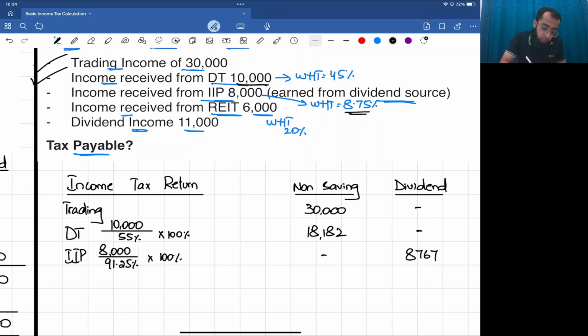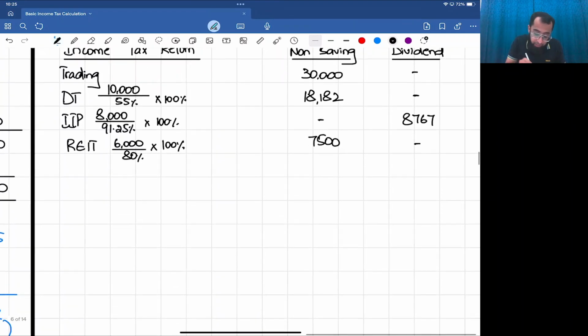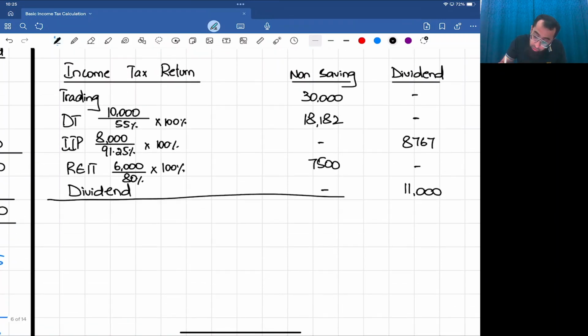If it's dividend source for the trust, the beneficiary will also put it in the dividend. So trading income, discretionary trust, IIP. Then comes the real estate investment trust. It's 6,000 divided by 80% multiplied by 100%. So that gives you 7,500 real estate investment trust. And then the last one is the dividend income, a normal dividend, 11,000. So if you look at it again, it's very important that you remember the withholding taxes. These won't be given in the examination. You need to remember these withholding tax percentages.